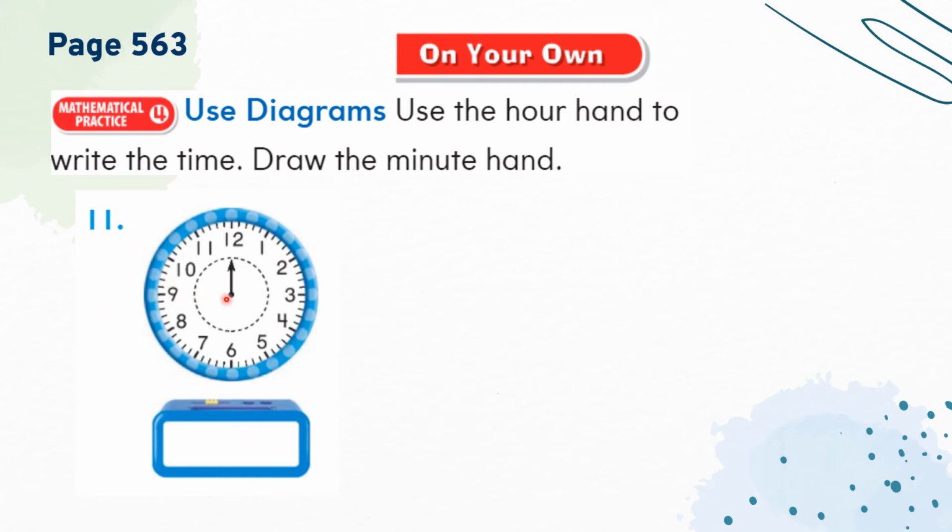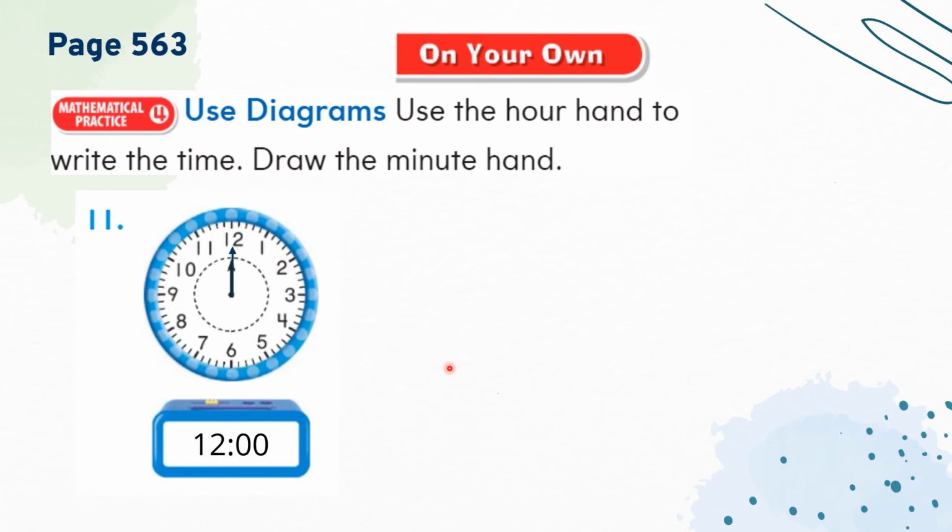Now let's look at this question. The hour hand is exactly pointing at 12. It means I'm going to draw the minute hand on 12 as well, because this clock shows 12 o'clock. So for the hour we are going to write 12, and then for the minutes we are writing 00 because it's exactly 12 o'clock.